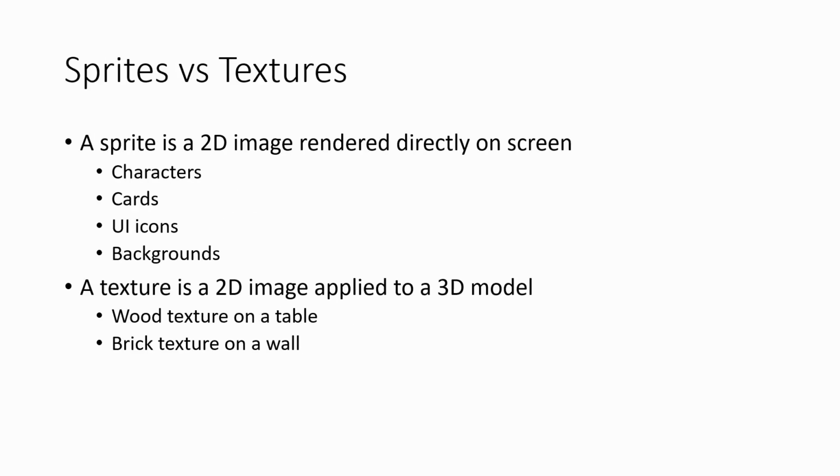So just to touch on sprites versus textures, a sprite is a 2D image that is rendered directly onto the screen. So in our 2D game, this could be things like characters, cards like we'll see today, UI icons, and backgrounds. And then a texture would also be a 2D image, but it's applied to a 3D model. So a wood texture on a table or a brick texture on a wall could be examples there.